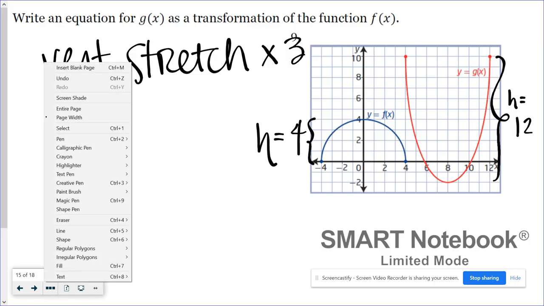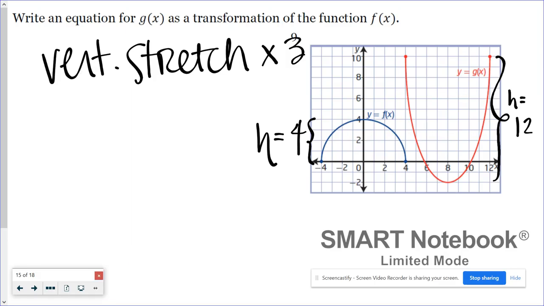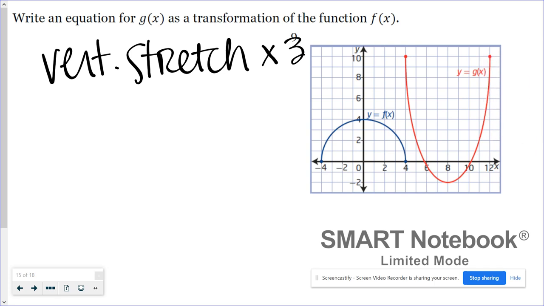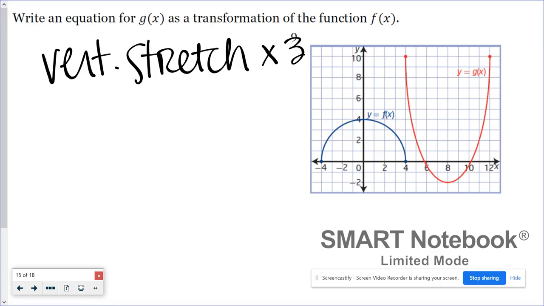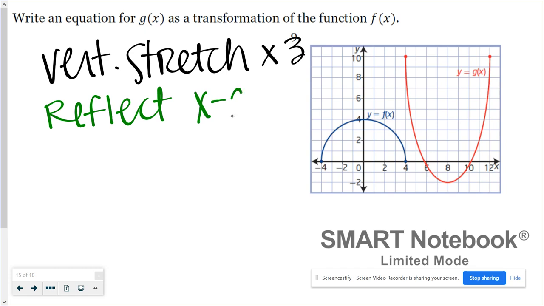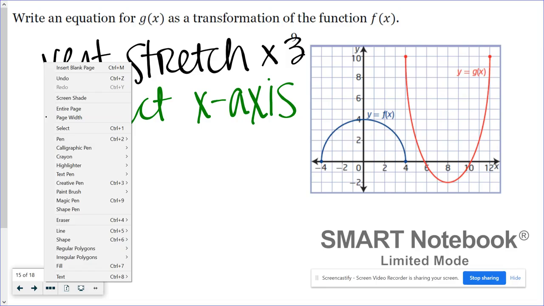In the previous graph, we couldn't really do that because it kept going on forever, so it didn't have a definite height. But here, because it stops, it's easier to see that vertical stretch. What other things do you see? This graph has definitely been reflected over the x-axis. And it's also been translated.